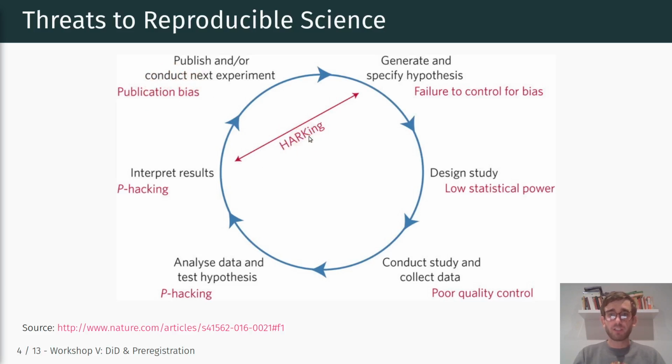And then we have HARKing. HARKing describes hypothesizing after results are known, which essentially describes this shortcut between interpreting the results given the data and then generating hypotheses that match the results after having looked at the data, right? So all these potential issues ultimately threaten reproducible research, and pre-registration is a way of addressing not all of those problems, but some of those problems, and those problems need to be addressed, okay?